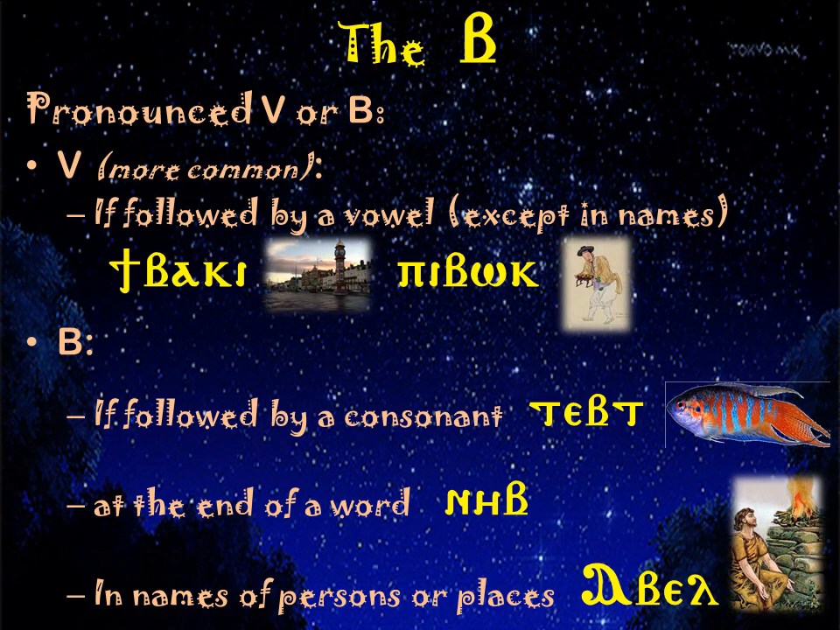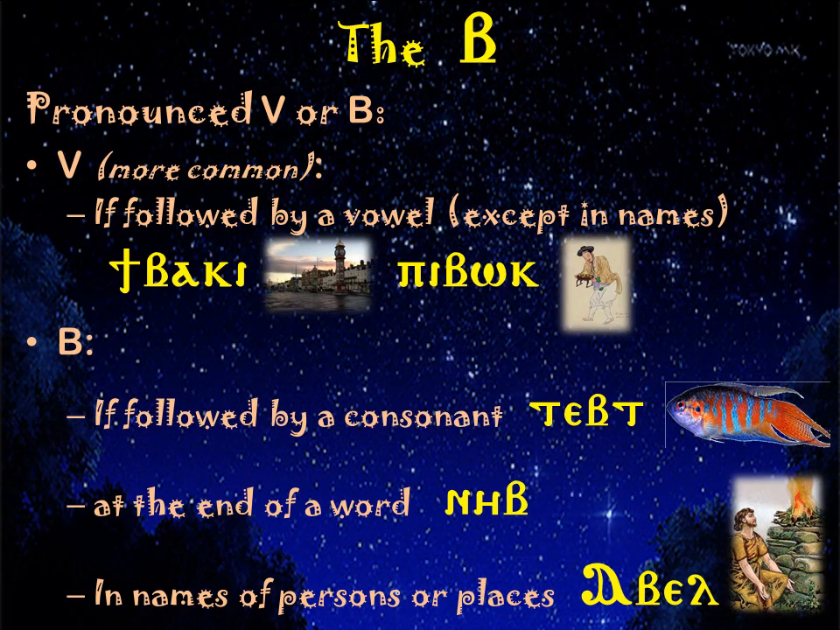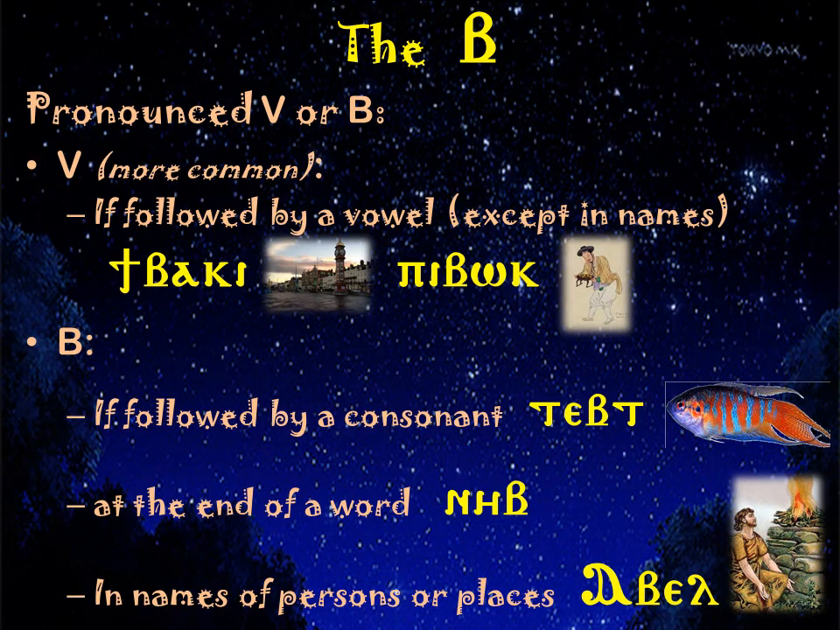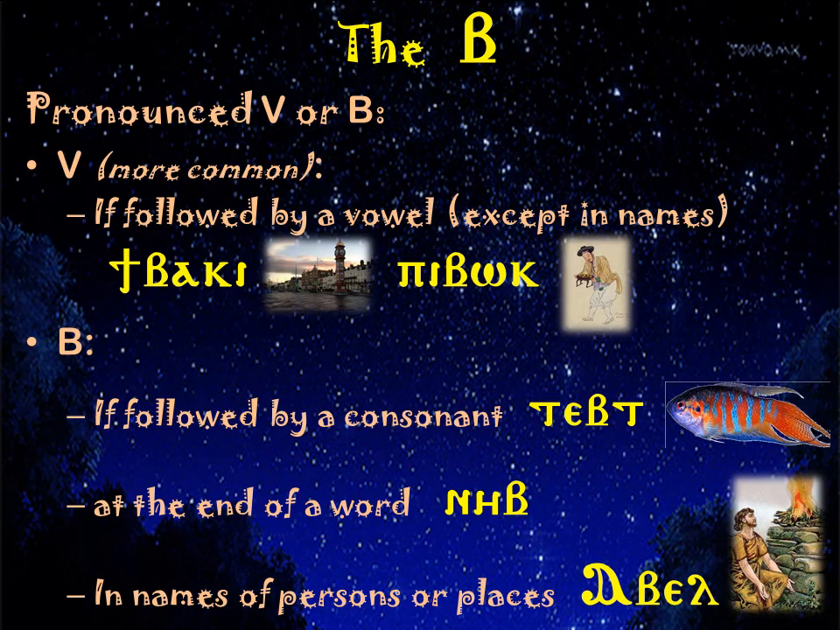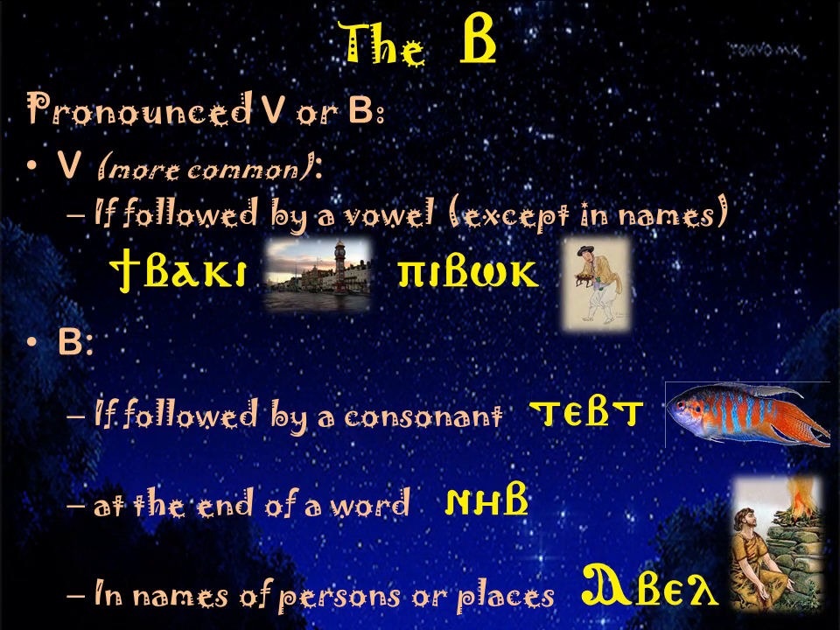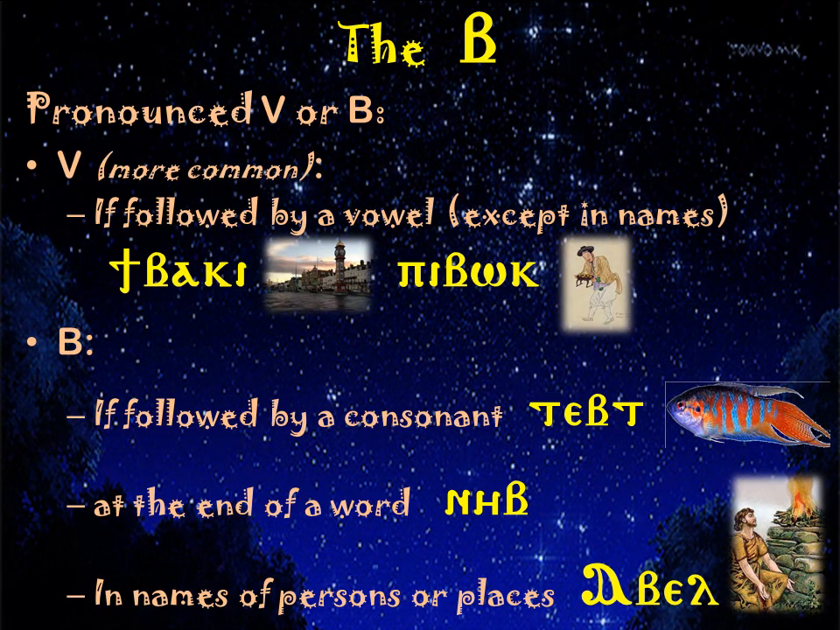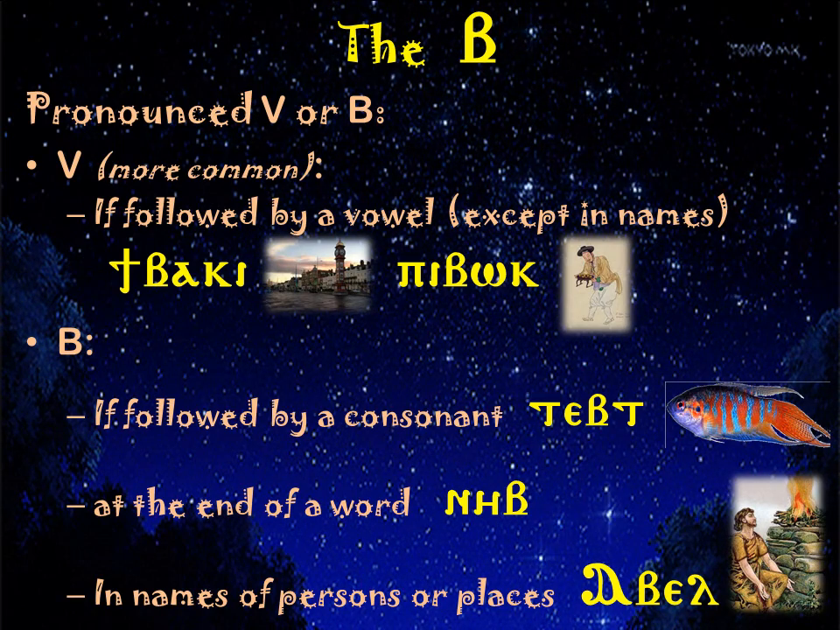I know it is a bit confusing, this one, but generally if the Vita is followed by a vowel, it's pronounced as a V except in names, and then otherwise if it's at the end, like here, or followed by a consonant, it is B. Okay, this one will be difficult. I hope it will come in some words and then we can learn it.